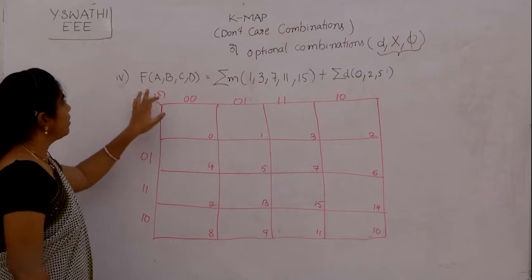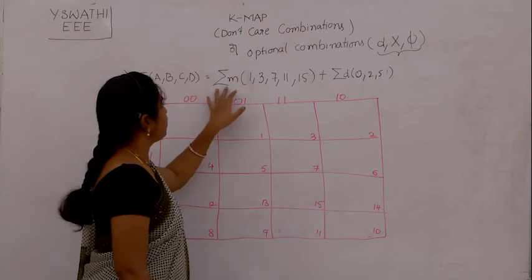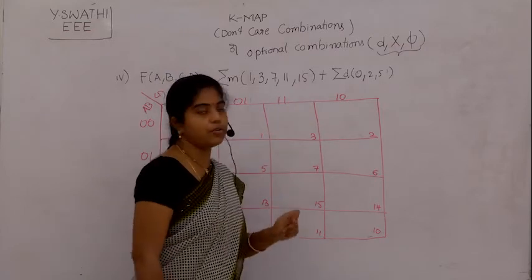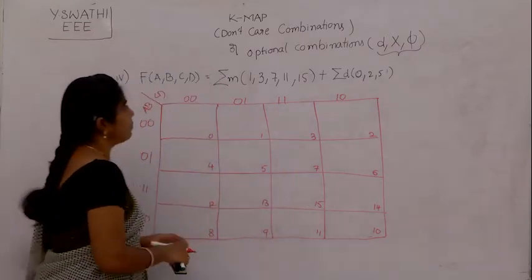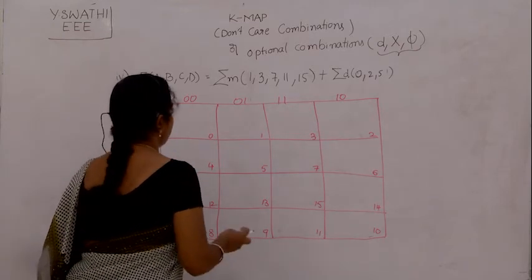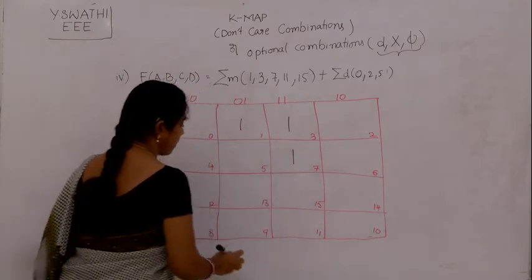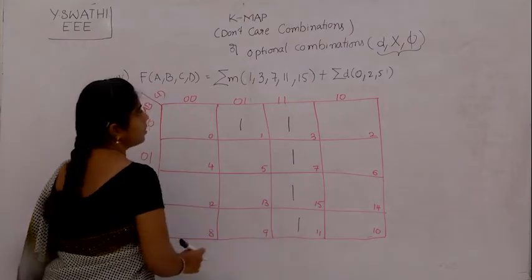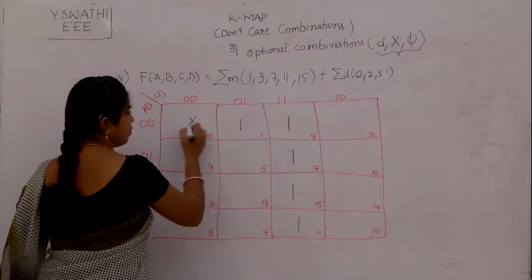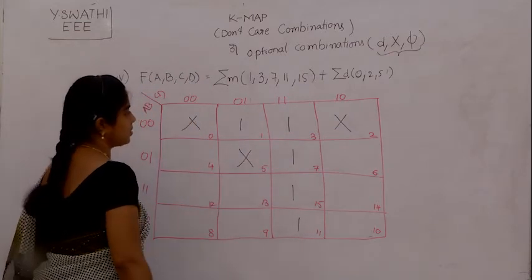Coming to the next example, f of ABCD, a 4 variable function, has min terms of 1, 3, 7, 11, 15, and don't care combinations of 0, 2 and 5. Now we will represent this in a 4 variable K-map. So what are the terms? 1, 3, 7 and 11, 15. And the don't care combinations are 0, 2 and 5.